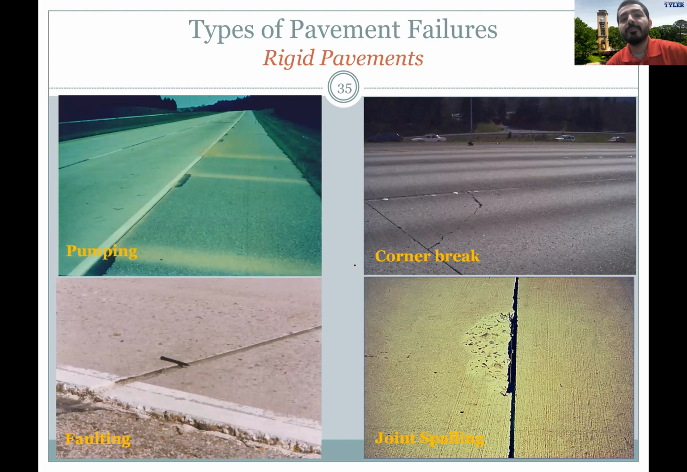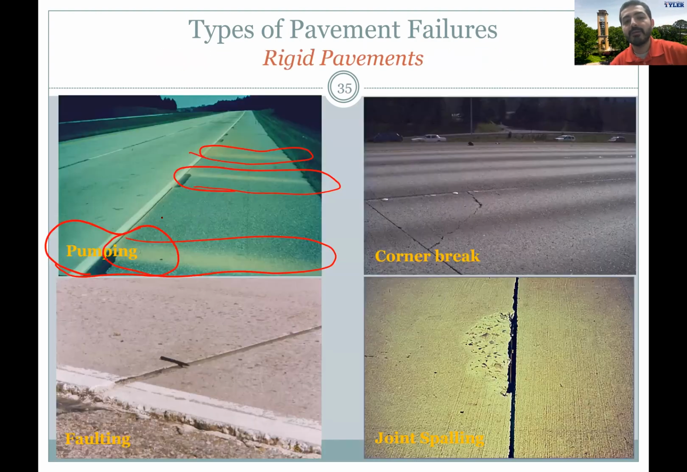Other problems that we face for rigid pavements, I think I've already told you about pumping. Again, you see these are the fine materials on the surface of the shoulder. That's the pumping. We can also see corner cracks. Again, if it's a slab like this and there is a corner here, that's a corner crack. It happens because of maybe lots of air voids or repeated traffic, as well as poor construction.